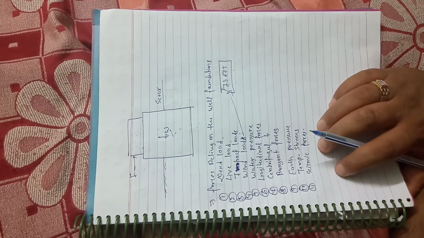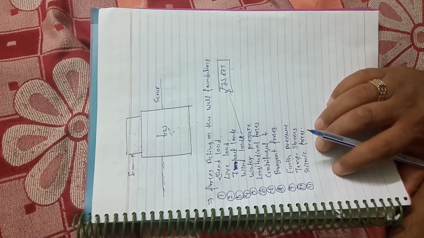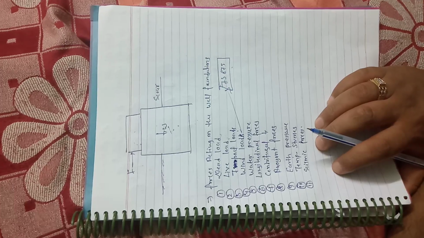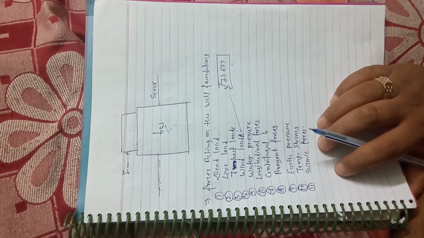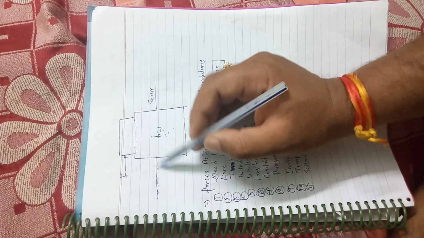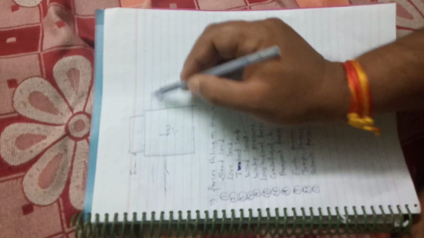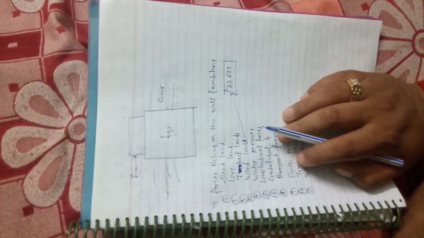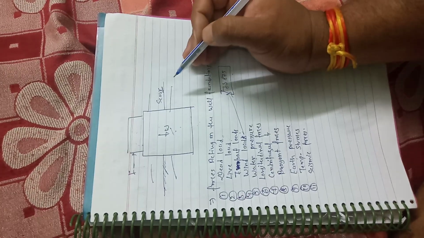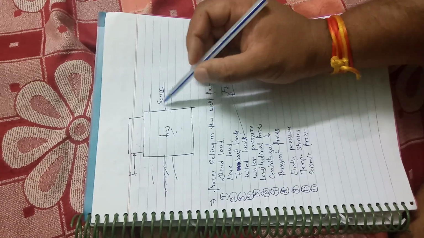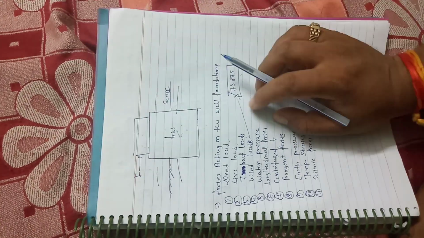Next is water pressure. The water pressure due to the water current acts on the part of the substructure which lies between the water level and the maximum scour level. This is the scour level, and the water level may be here and may be here. What is the scour level? Scour level is that level where the water is going to erode the material, soil, and whatever the type of soil is there.